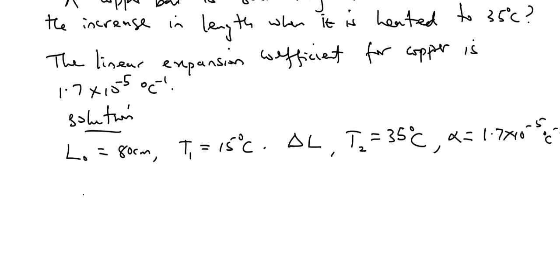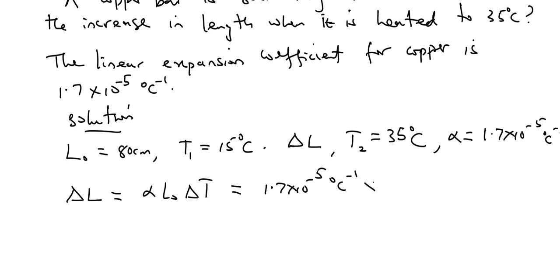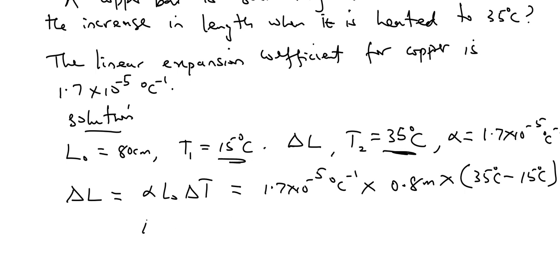So what we do, we have to calculate delta L, so we use delta L equals alpha L naught delta T. Alpha is 1.7 times 10 to the power minus 5 per degree Celsius, multiplied by the original length, 80 centimeters. Let's convert that to meters: 80 divided by 100 is 0.8 meters. Then multiplied by the change in temperature, which will be 35 degrees Celsius minus 15 degrees Celsius, since T2 is 35 while T1 is 15 degrees Celsius.